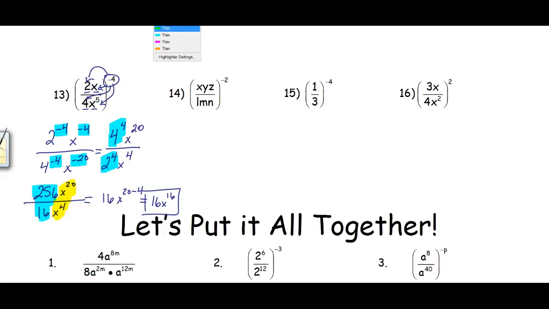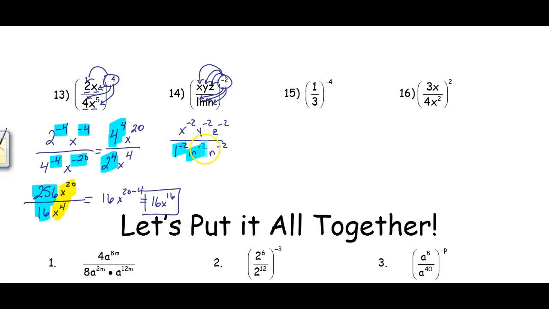All right, number 14. That negative 2 needs to be distributed to every term on the inside. So x gets it, y gets it, z gets it, okay, your L gets it, your M gets it, and your N gets it. So you have x to the negative 2, y to the negative 2, z to the negative 2 over L to the negative 2, M to the negative 2, N to the negative 2.